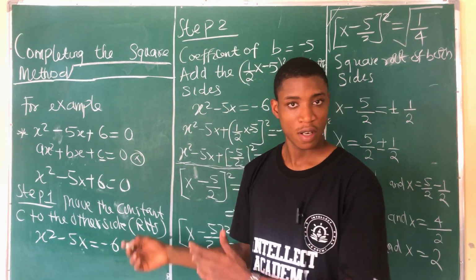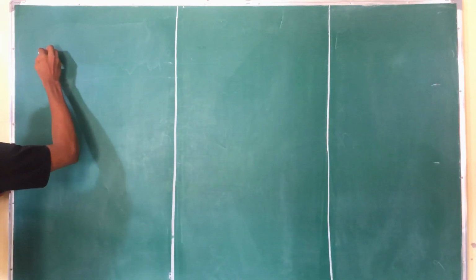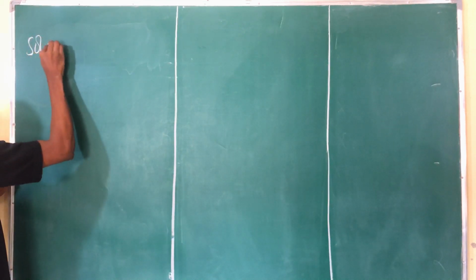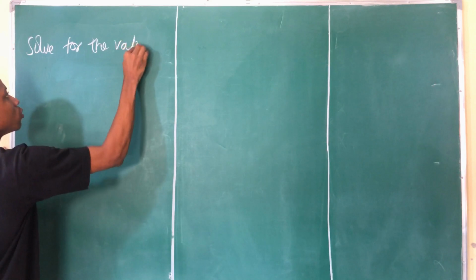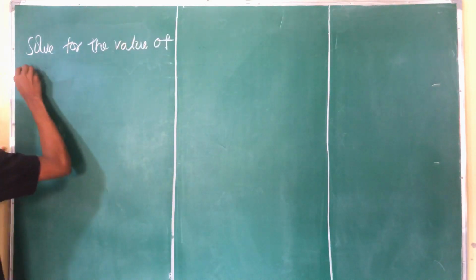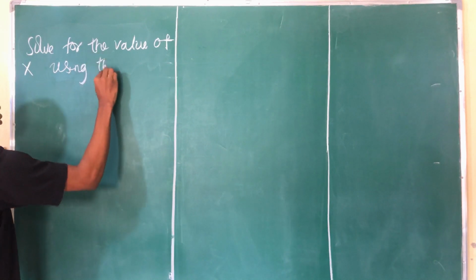So now let's solve another sample problem. Of course, we have another problem. So they say solve for the value of x using the completing the square method.